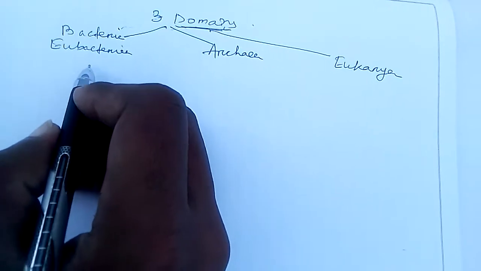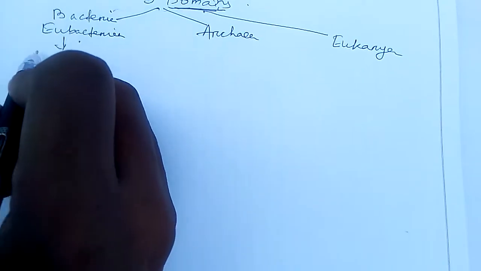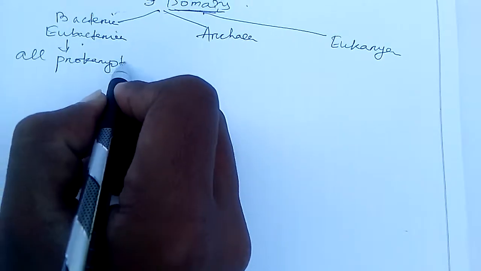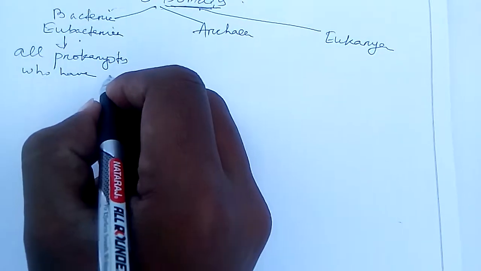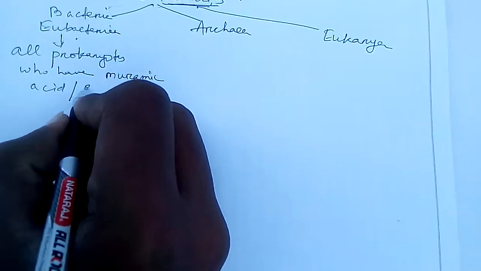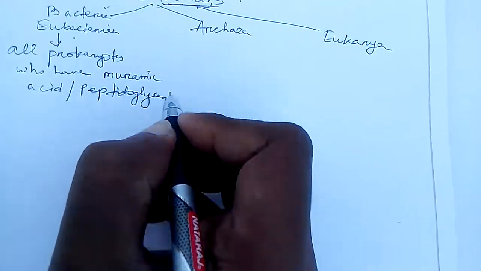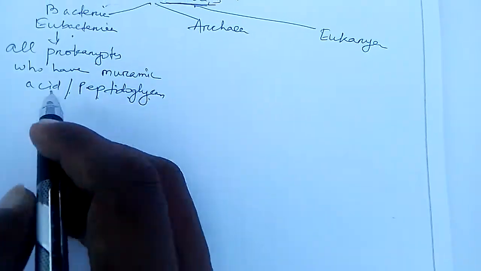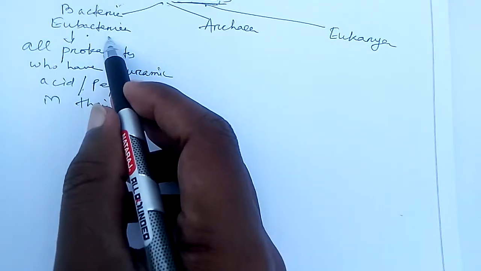Mark here, bacteria. In bacteria, important, try to mark here: all prokaryotes who have muramic acid, mark the term, muramic acid or peptidoglycan. This acid is also known as peptidoglycan. So those prokaryotes which have muramic acid or peptidoglycan in their cell wall are placed in this bacteria domain.